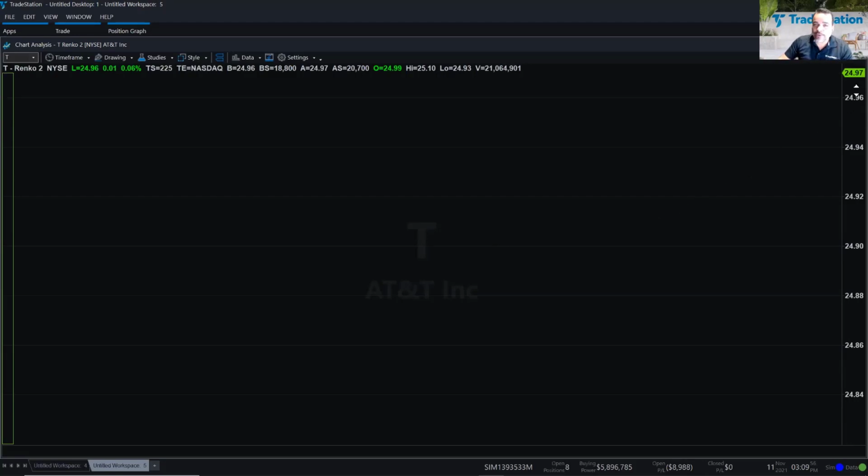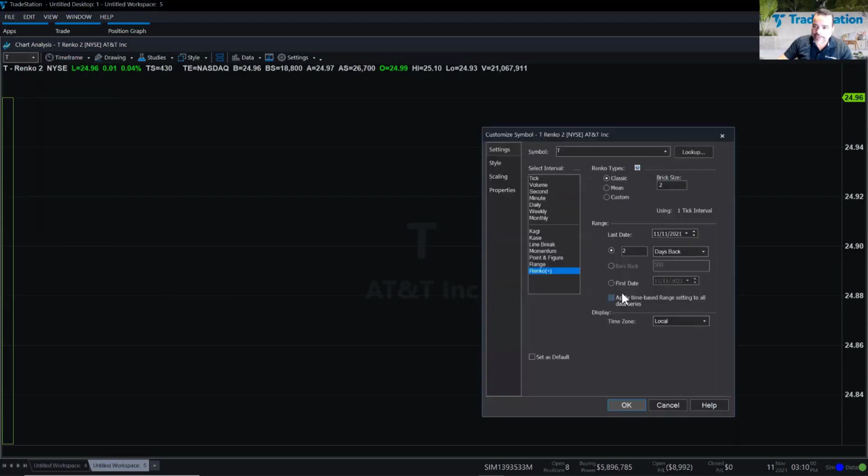AT&T is trading at $24. And since this is a chart, let me see how far back it's going. It's only going back 2 days. So how many times has AT&T moved $2 in the past 2 days? So always think about how the security is moving and if the numbers that we're supplying in the brick size and the reversal are appropriate for the symbol that we are charting, okay?